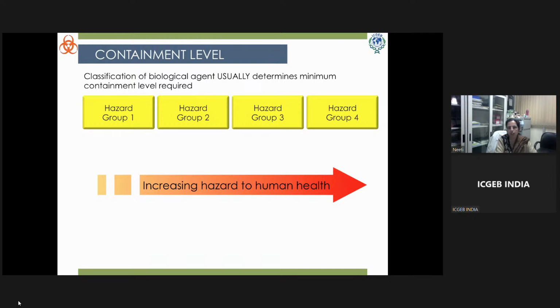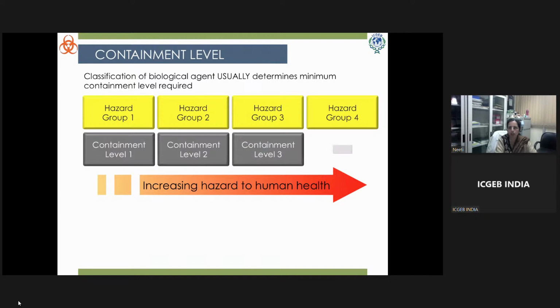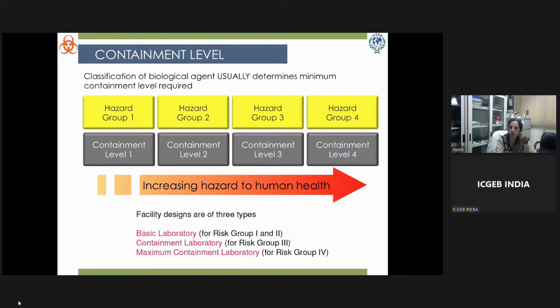And to deal with these, there are specific containment levels which have been identified and which have been described. So, based on the hazard group, there is a corresponding containment level. So, thus we have 4 containment levels: 1, 2, 3, and 4 for hazard groups 1, 2, 3, and 4 respectively. Now, to handle the experimentation or the containment level for each hazard group, there is a specific design of the facility or the research facility that is required.